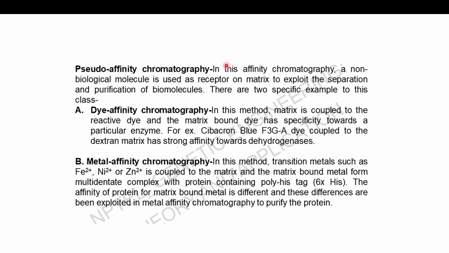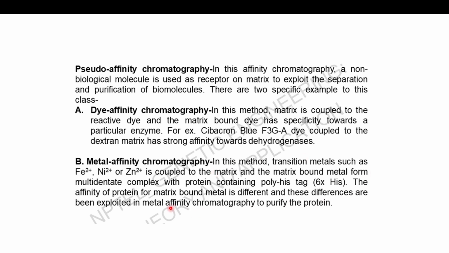There can be pseudo-affinity chromatography wherein a non-biological molecule is used as receptor or ligand on the matrix to exploit the separation and purification of biomolecules. And there are two very specific examples. One is dye-affinity chromatography. What happens is a matrix is coupled to a reactive dye, and the matrix-bound dye has specificity towards a particular enzyme. Okay. And another case is metal affinity chromatography, like nickel NTA that we were talking about.